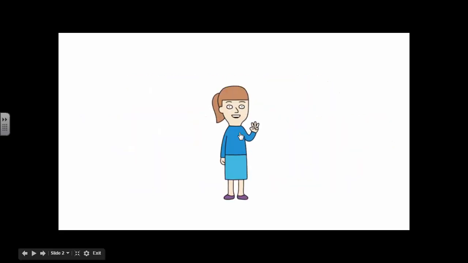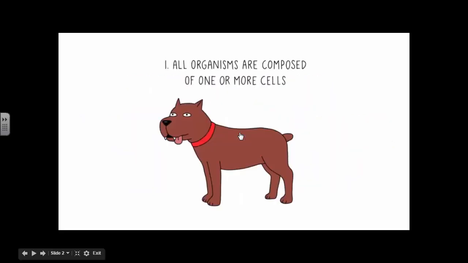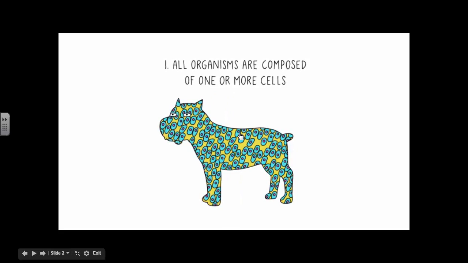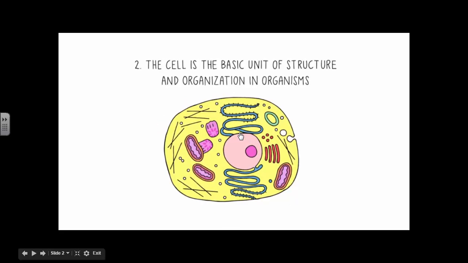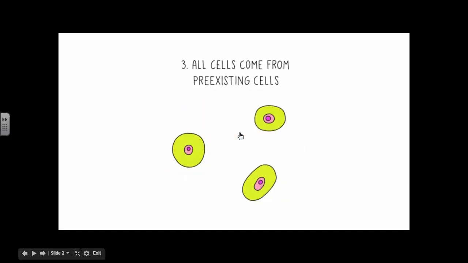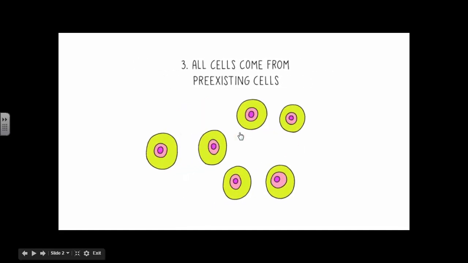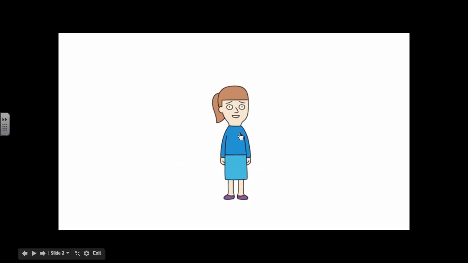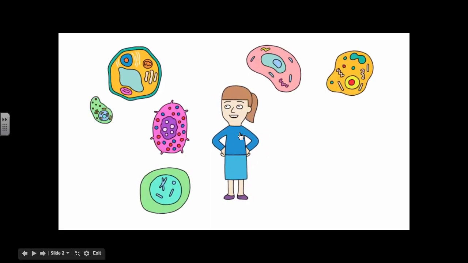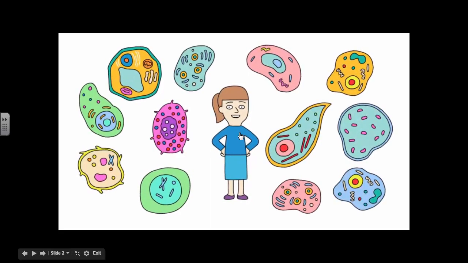There are three parts to the cell theory. One, all organisms are composed of one or more cells. Two, the cell is the basic unit of structure and organization in organisms. And three, all cells come from pre-existing cells. To be honest, this all sounds incredibly boring until you dig a little deeper into how the world of microscopic organisms and this theory came to be.